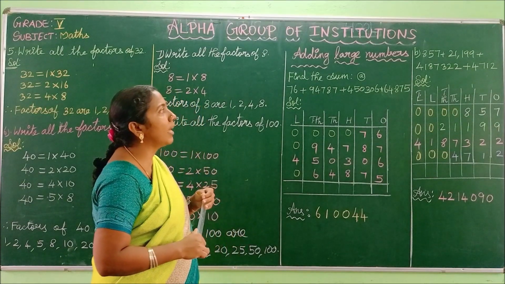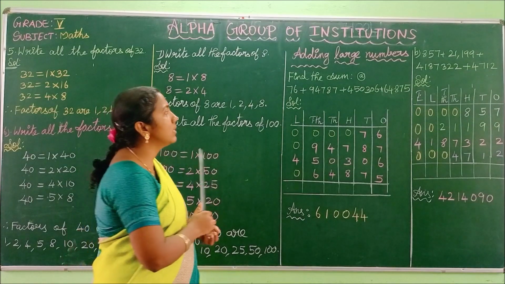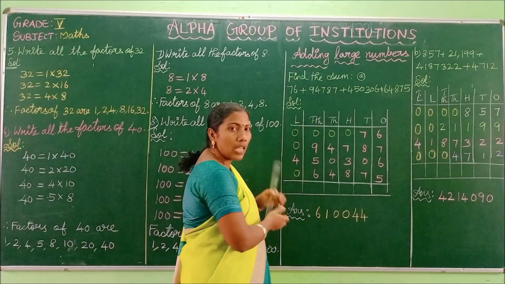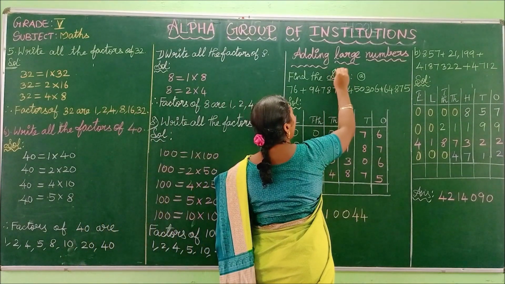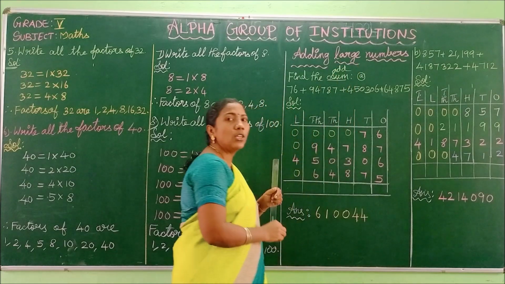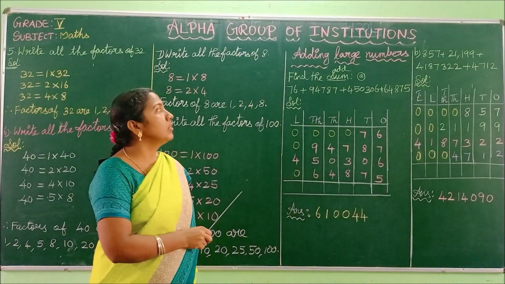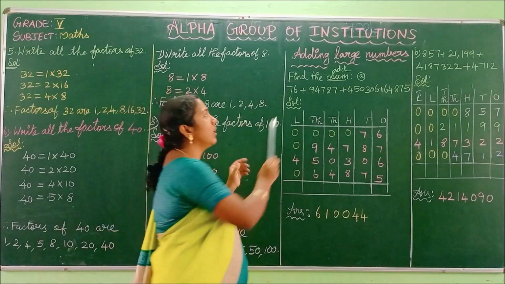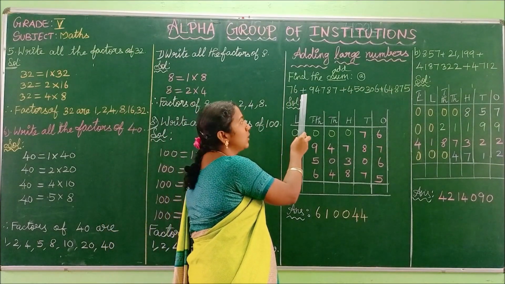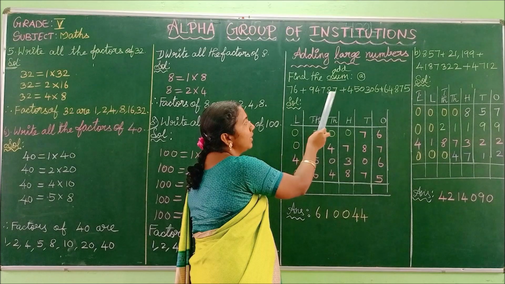Now we are going to add the large numbers. See the first sum. Find the sum. Sum means you have to add. Do you understand, children? Sum means you have to add. You have to sum the given numbers. What are the given numbers? See here, 76 plus 9, 4, 7, 8, 7.